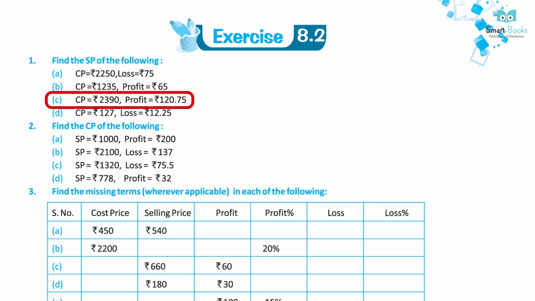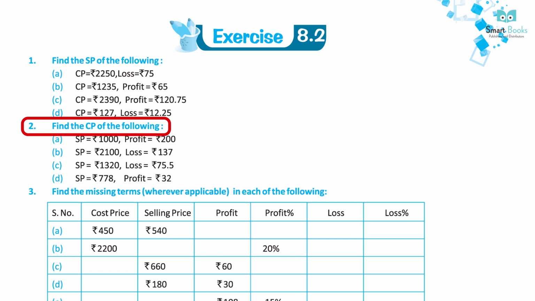Profit is equal to rupees 120.75. Solution. Rupees 2,510.75. D. Cost price is equal to rupees 127. Loss is equal to rupees 12.25. Solution. Rupees 114.75. Question 2. Find the cost price of the following.